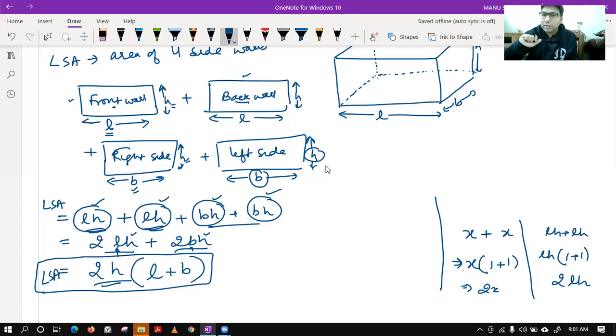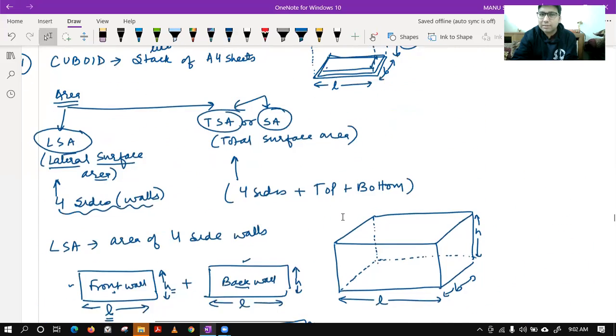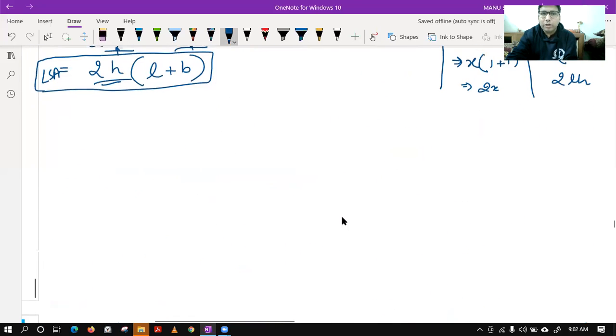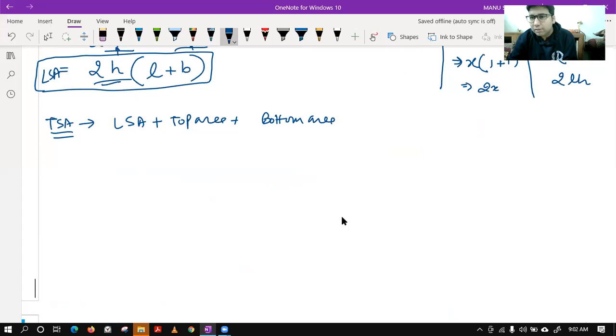Now, Yashna, the next question is how to find the total surface area. I have told you TSA or SA is the same thing, and this is actually the LSA plus top plus bottom. So we have already obtained the LSA. We only need to find the top and bottom. So let's see. Only two extra walls are there. In the TSA, we have to find LSA plus top area plus bottom area. To find the TSA, just add 2 LB.